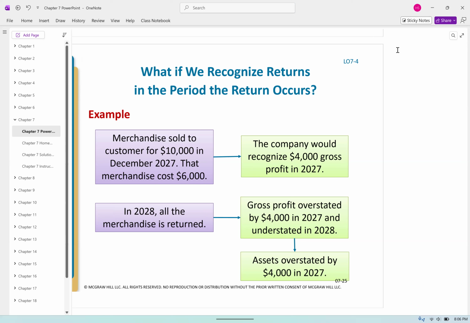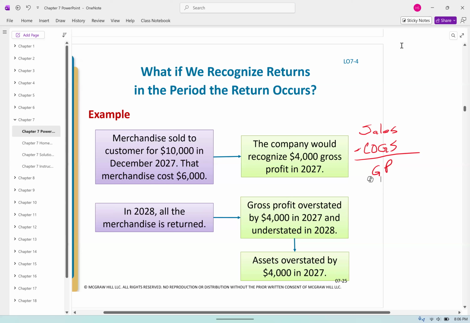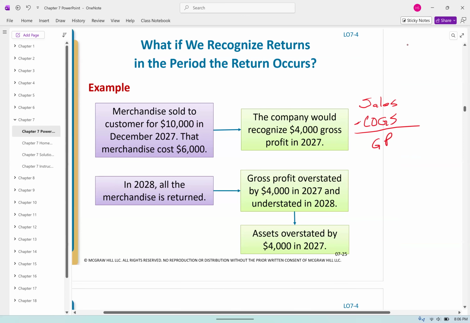Okay, so let's look at this example. We have merchandise sold to the customer for $10,000 in December 2027. That merchandise had a cost of $6,000, so therefore we'd have gross profit of 4,000. Remember, sales minus cost of goods sold gives you gross profit. And then in 2028, if all the merchandise is returned, then it looks like we had that $4,000 in gross profit in 2027, but then it all got returned. We would definitely question something like that.